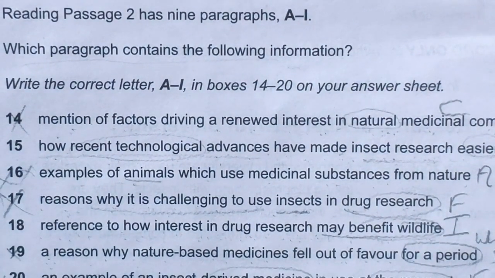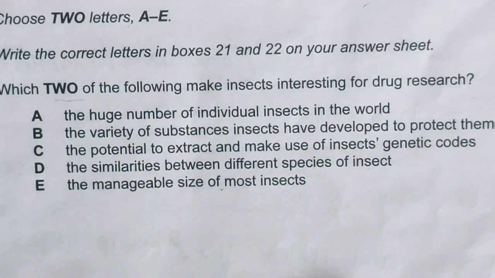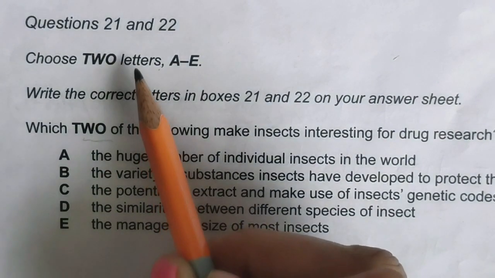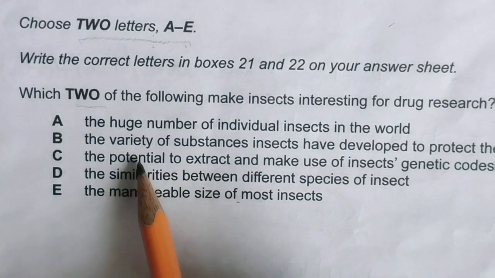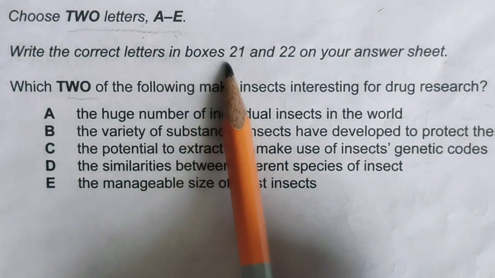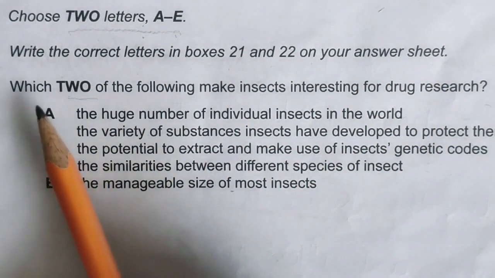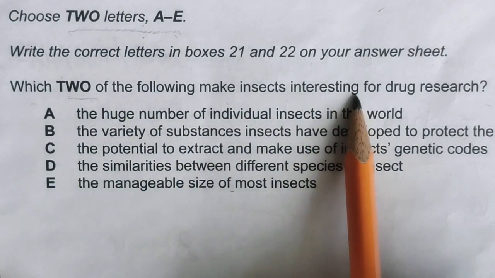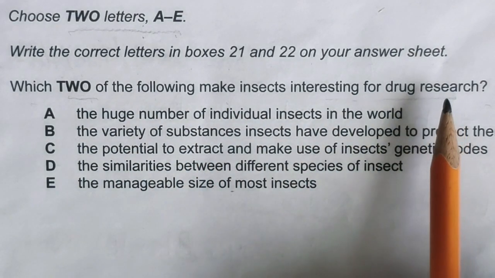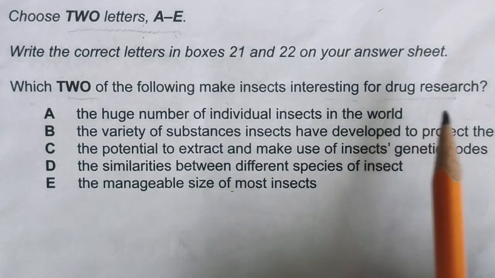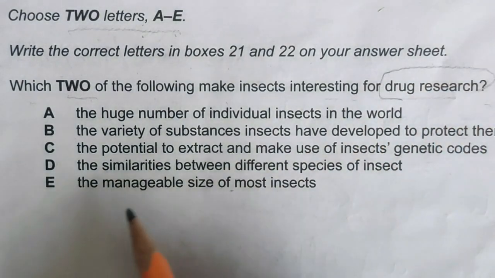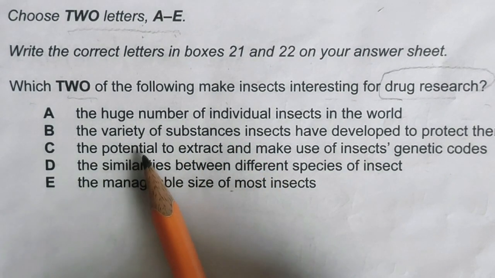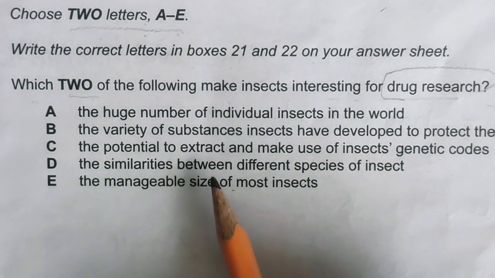Now the next type of question is choose two letters, A to E. Write the correct letters in boxes 21 and 22 on your answer sheet. Which two of the following make insects interesting for drug research? They were talking about drug research. Where am I going to find it? It's difficult, but if you want to read it, you can go ahead.